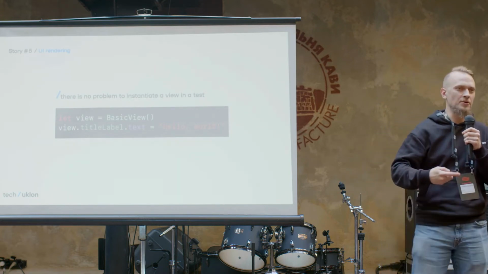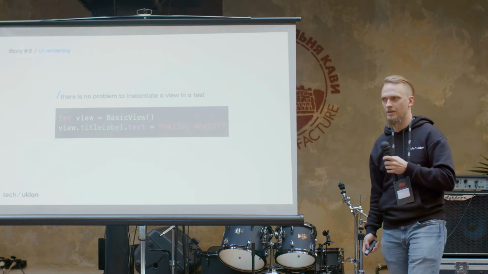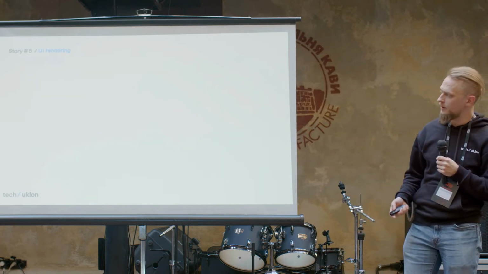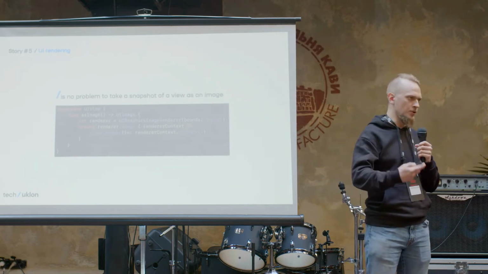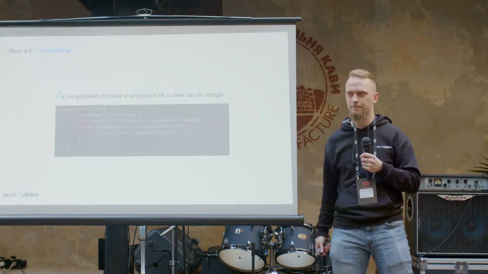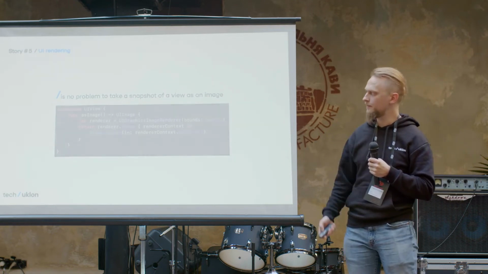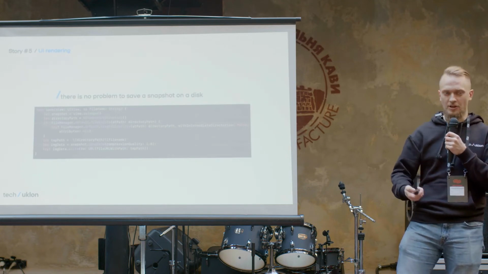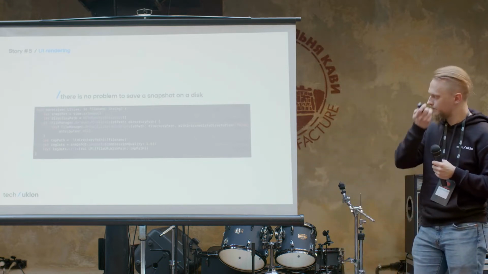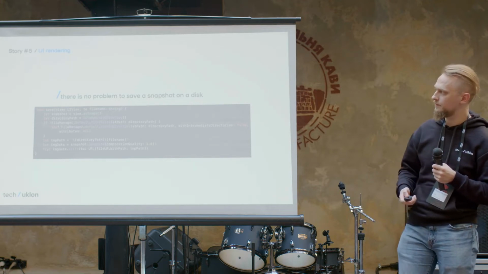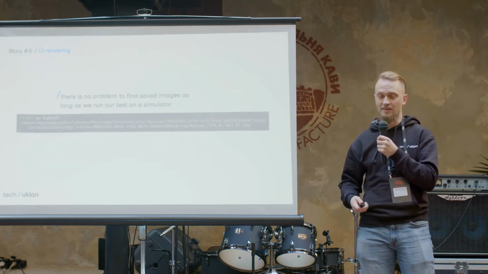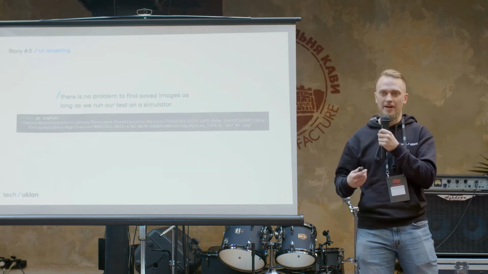Now, there is no problem to instantiate a view inside a unit test, right? And fill it with the content we need. If we have a view inside a unit test, there is no problem to take a snapshot of it so that we have it as an image. Having an image on our hands inside our unit test, there is no problem to save this image on a disk. And as long as we run our unit tests on a simulator, there is no problem finding saved images on the disk.